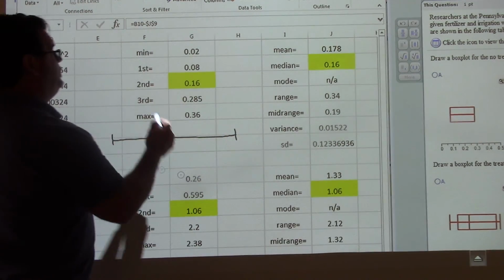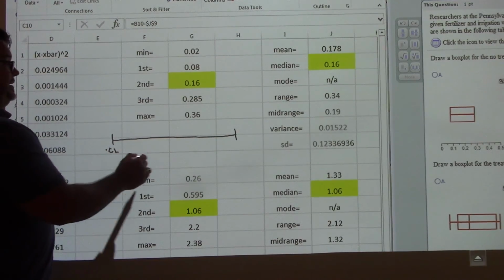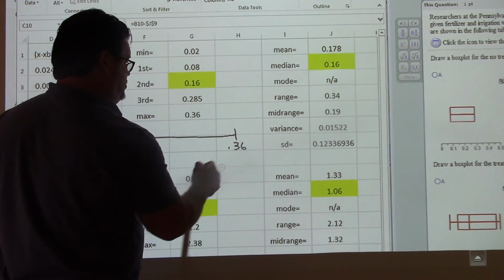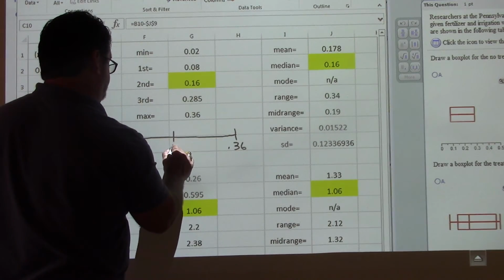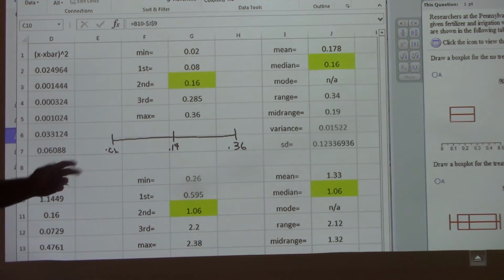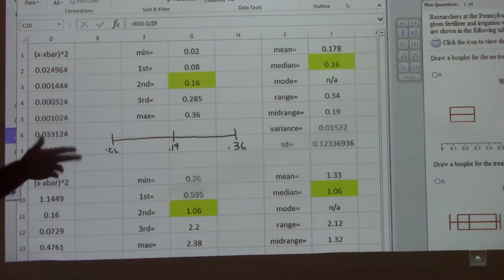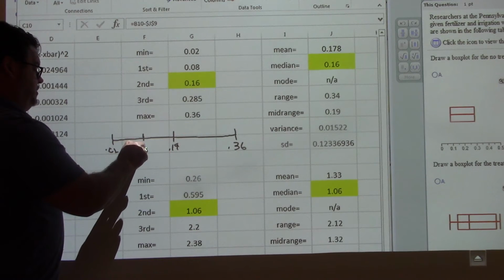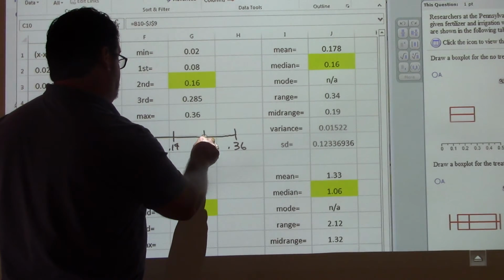What's our min? 0.02. Our max is 0.36. What's our midpoint? 0.19. So what's between 2 and 19 cents? 17 cents. Half of 17 is 9. So add 9, so 11 is going to be here. Add 9 here, what do you get? 28.